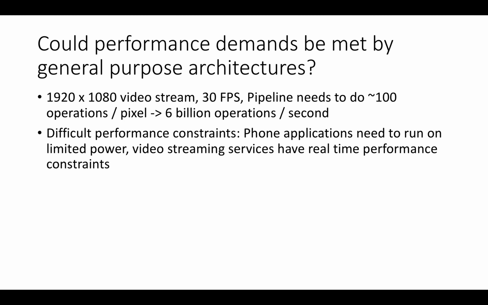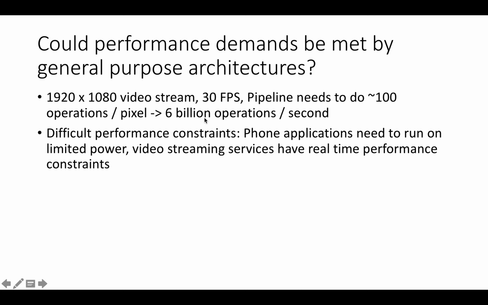Okay, so could the performance demands of image processing be met by general purpose architectures? And for some apps, yes, but for a lot, no. So if you think about just a simple case, suppose that you need to do some processing on a 1080p video stream. So it's 1920 by 1080 pixels. It's coming in real time at 30 frames per second, and your image processing pipeline needs to do about 100 operations on each pixel, which is actually a pretty small number. That already adds up to about 6 billion operations every second just to do this pipeline in real time. And if you think about it, a really fast CPU might have a clock frequency of 3.5 or 3.6 gigahertz at most. So even with this very simple, conservative pipeline, you're already running up on the limits of CPU processing power.